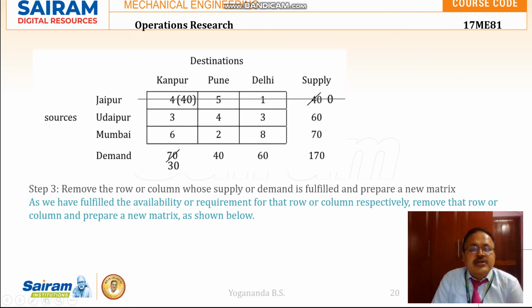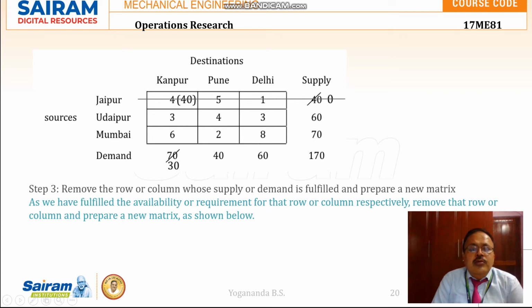The northwest corner element is 4 here. See the corresponding supply and demand. Supply is 40, demand is 70 for this particular cell. Out of 40 and 70, take the minimum. Though the requirement is 70, the supplier is capable of supplying only 40 units. So assign 40 to this cell.